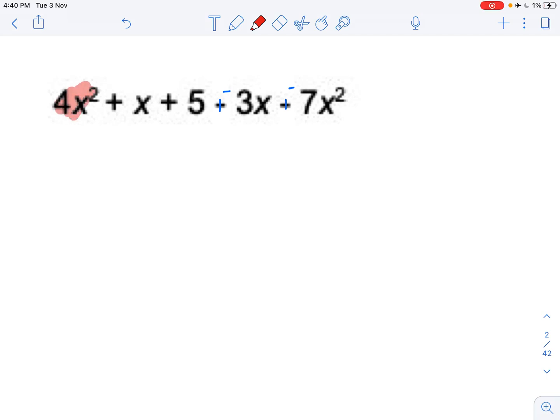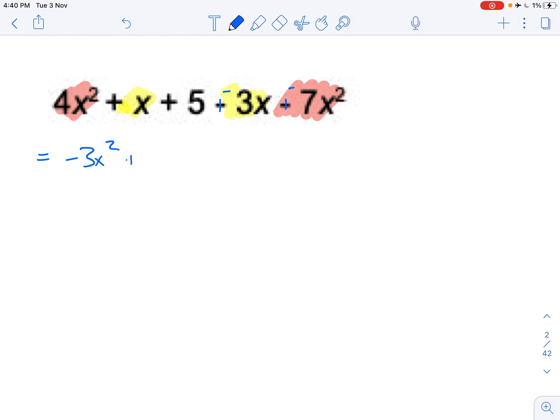So I've got a positive 4x squared and I've got a negative 7x squared. So if I put those two together, positive 4 and a negative 7 means I've got negative 3x squared. Okay? And then we'll use a different color for my x's. So here I've got a positive x and I've got a negative 3x. So if I've got one positive x and one negative 3x, that's going to give me a negative 2x.